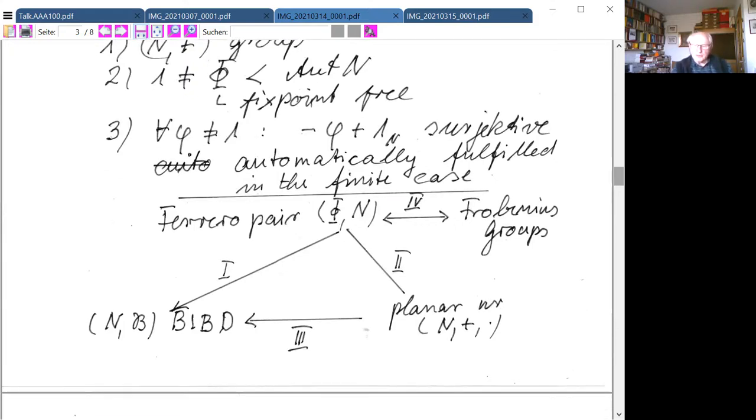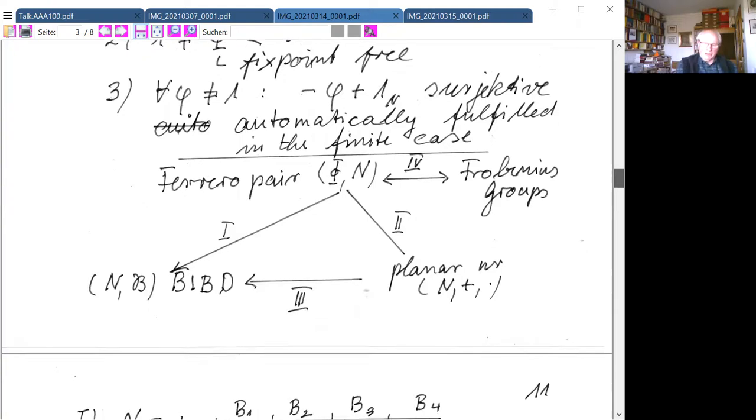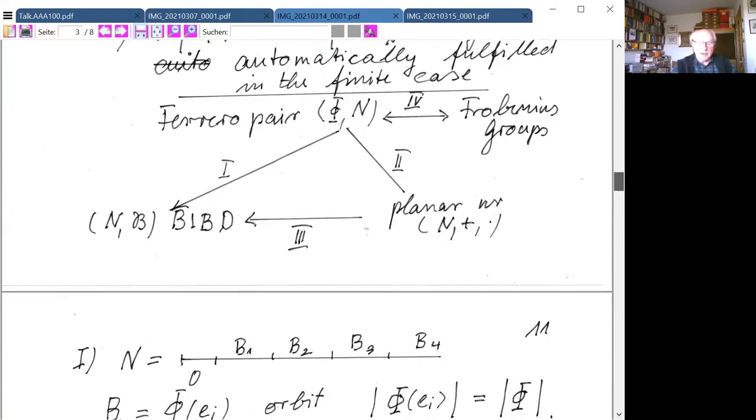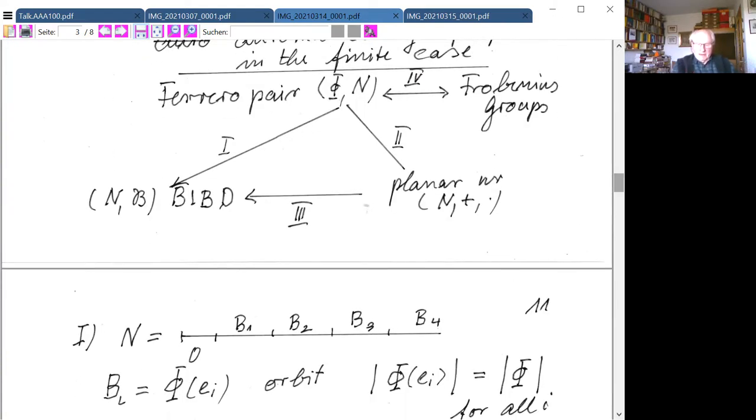This should be with a C. Sorry, that's German. This is automatically fulfilled in the finite case. And we are now in a position. Let us assume we are given a Ferrero pair, automorphism group and additive group.